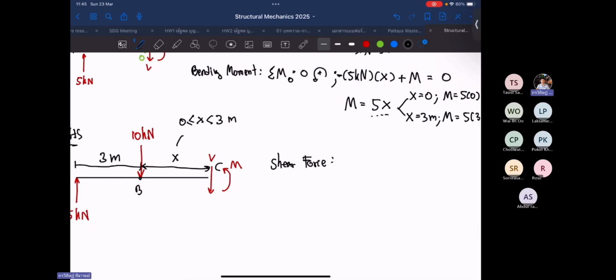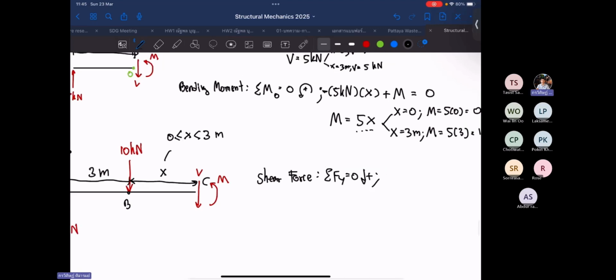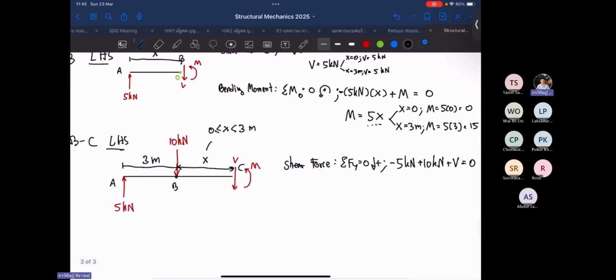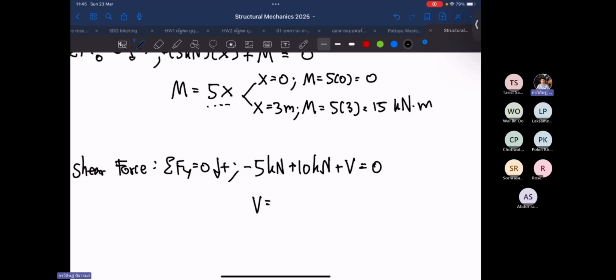For shear force, again, we use sigma Fy equal to 0, downward positive. Follow the sign convention. Then start with minus 5 kilonewton plus 10 kilonewton plus V equal to 0. Minus 5 because this one is upward, plus 10 because this one is downward, and plus V because this one is assumed to be downward. So your V equal to minus 10 plus 5 equal to minus 5 kilonewton.